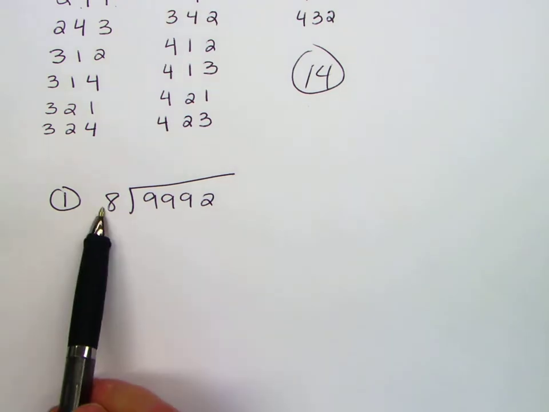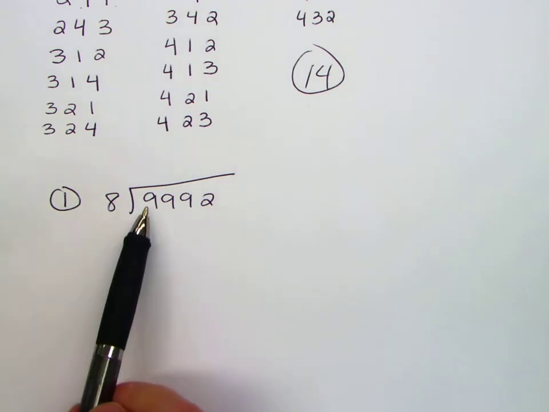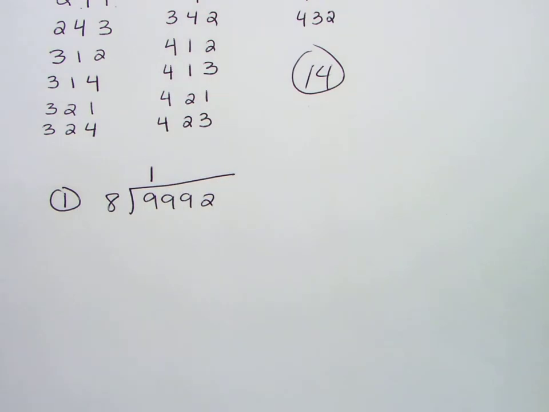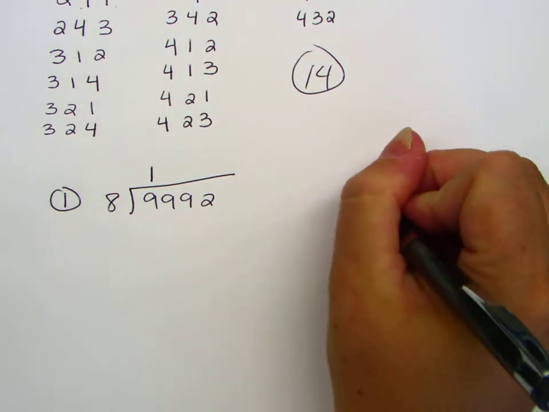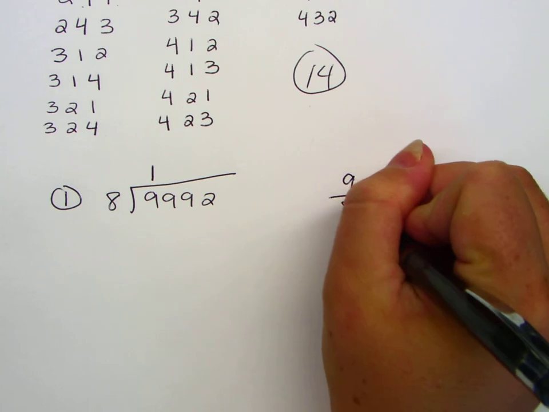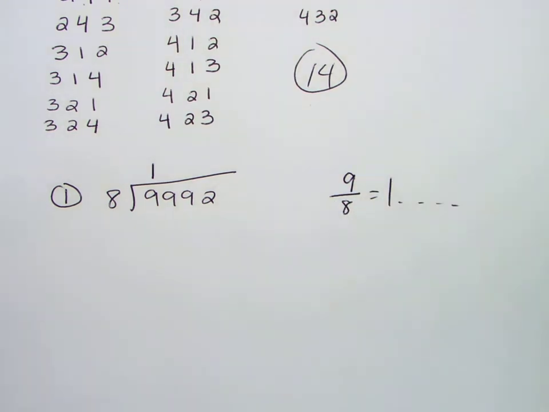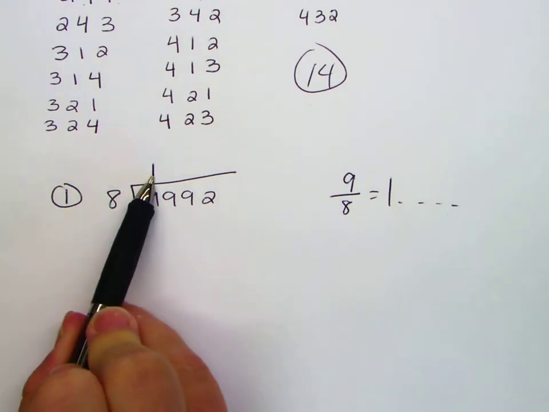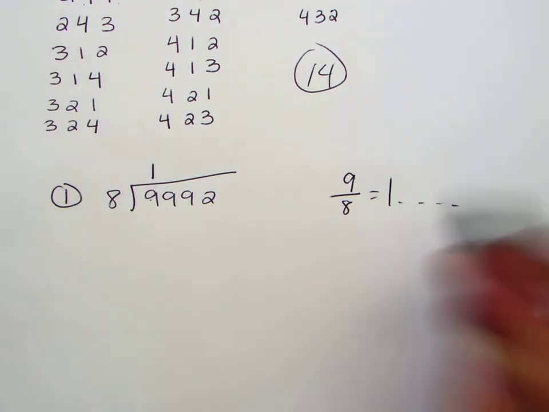Okay, so 8 into 9. We all know it's 1. I know you know it's 1. But how did you get that? What's actually happening in your head? What you're saying in your head is 9 divided by 8 is 1 and then something, right? It's 1 and change. So that 1, I'm dividing. 9 divided by 8 is 1 and stuff.